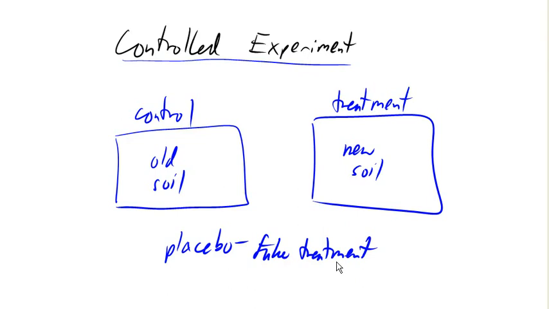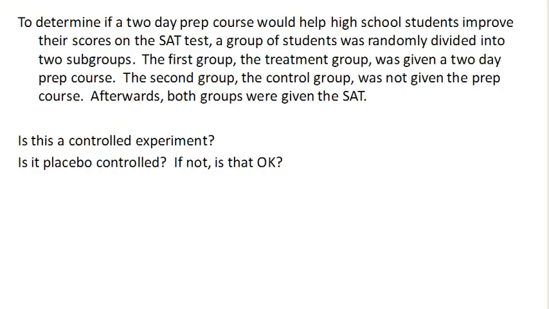So let's look at some examples. To determine if a 2-day prep program would help high school students improve their scores on an SAT test, a group of students were randomly divided into two subgroups. The first group, the treatment group, was given a 2-day prep course. The second group, the control group, was not given the prep course. Afterwards, both groups were given the SATs. So is this a controlled experiment? Absolutely yes. We were even told that this is the control group and this one was the treatment group. So yes, absolutely, this is a controlled experiment.